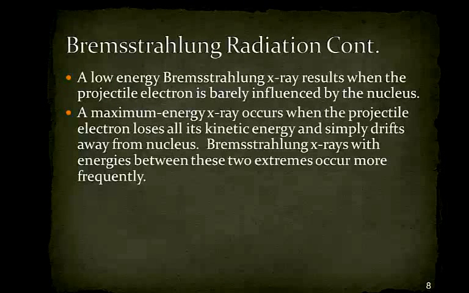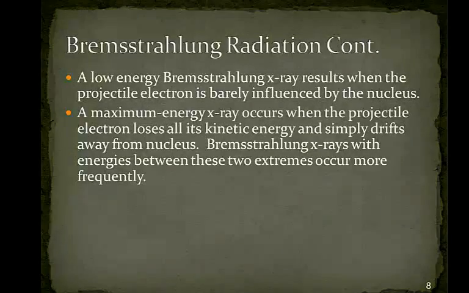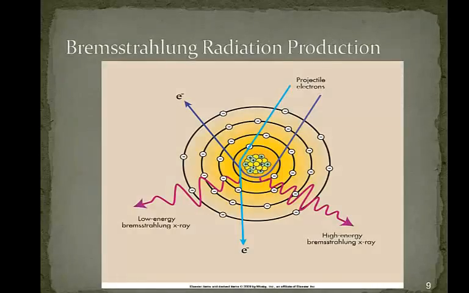A low energy BREMS X-ray results when the projectile electron itself is influenced by the nucleus. Then the maximum energy of X-rays occurs when the projectile electron loses all of its kinetic energy and simply drifts away from the nucleus. So the nucleus is so strong that if all the energy is lost, that is the most you're going to get. BREMS X-rays occur with energies between the two extremes, and obviously will occur more frequently. So there is your BREMS.